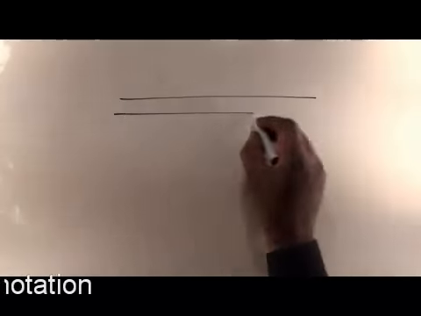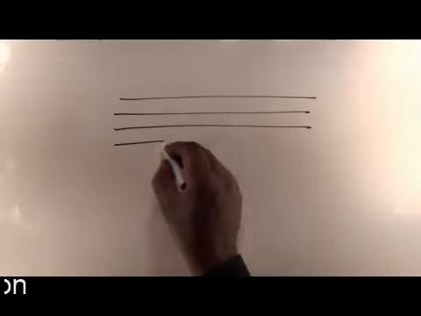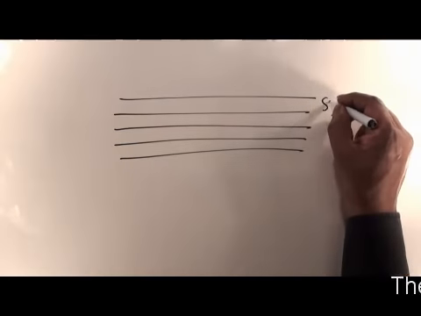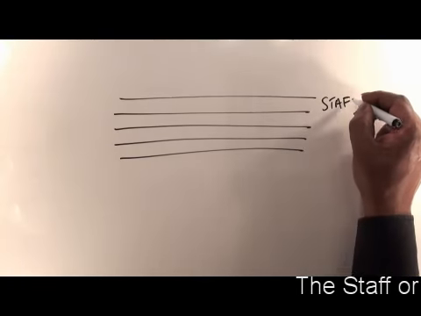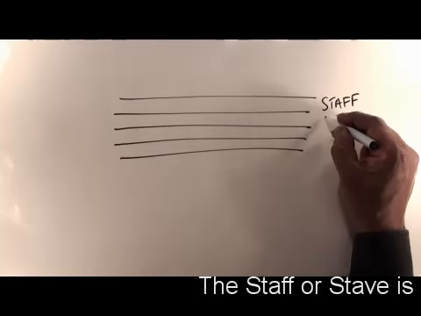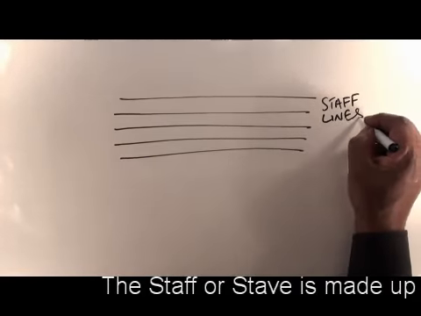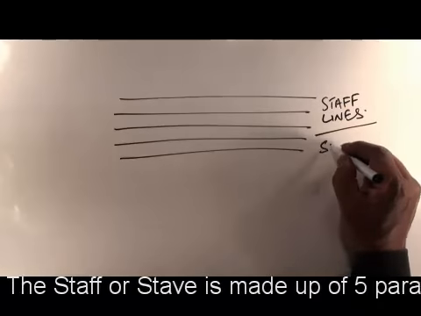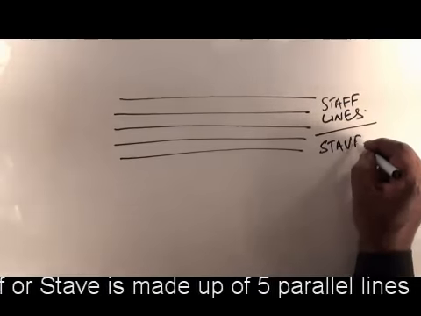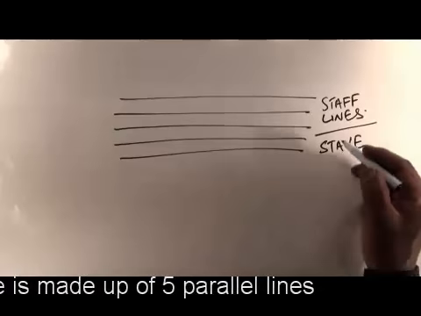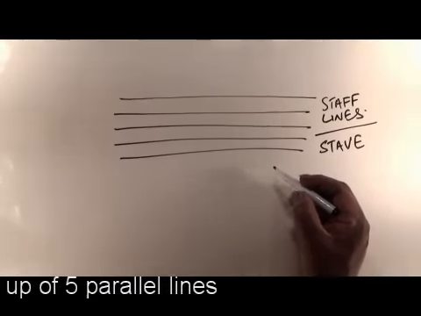Let's draw 5 horizontal parallel lines like that. That's called staff lines. It's also known as the stave, S-T-A-V-E, stave, the staff or the stave.